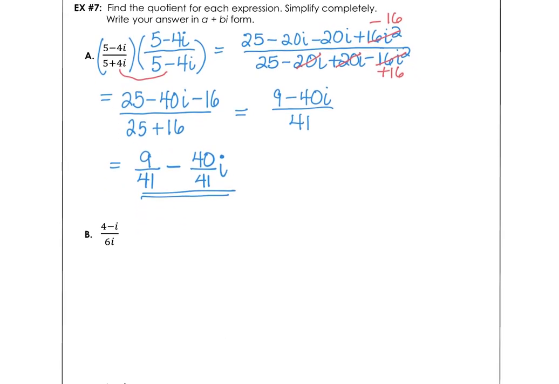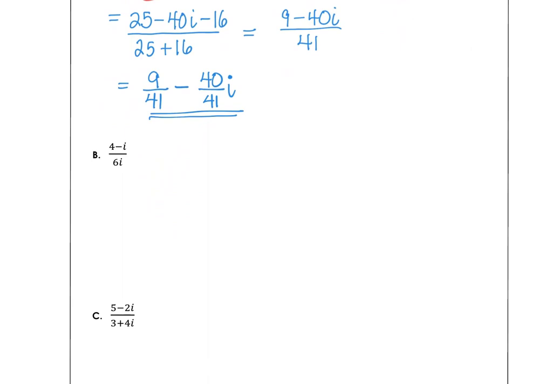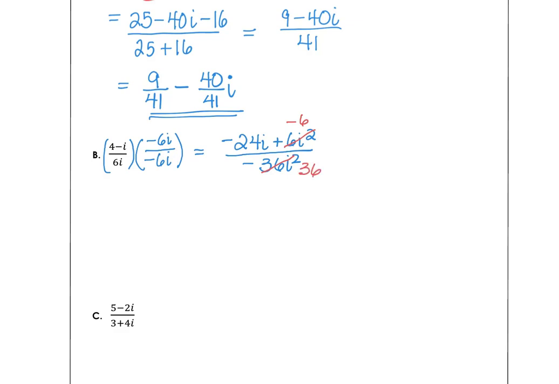In letter B, we want the conjugate of 6i to be our well-chosen 1. So that would be negative 6i over negative 6i. And multiplying through on our numerator, we have negative 24i plus 6i squared. And in the denominator, we have negative 36i squared. And once again, this is going to become negative 6, and this is going to become positive 36. So in our numerator, we have negative 6 minus 24i. In the bottom, we have positive 36.